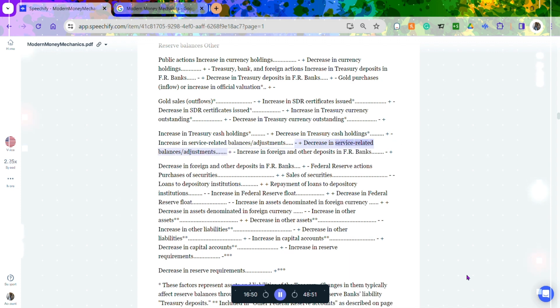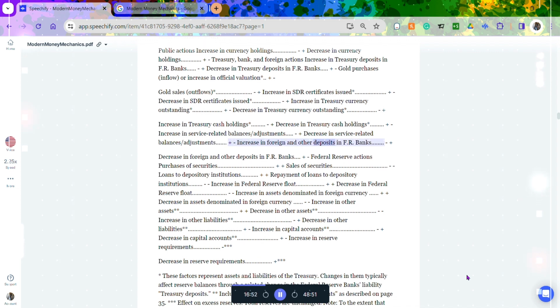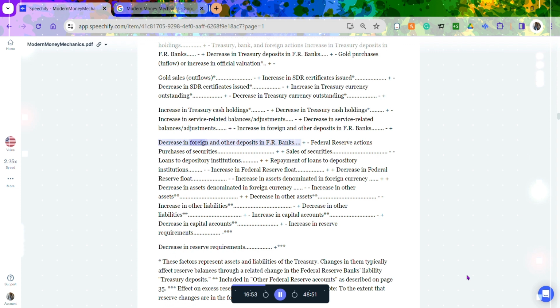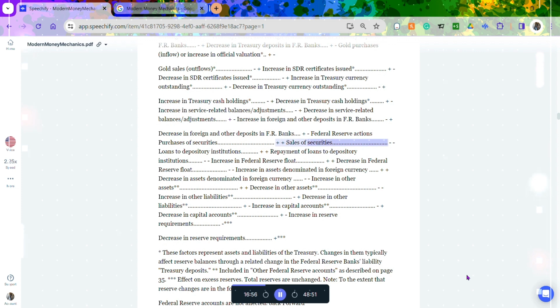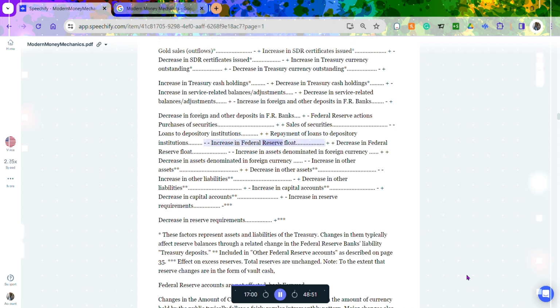Plus decrease in service-related balances/adjustments, plus increase in foreign and other deposits in FR banks, plus decrease in foreign and other deposits in FR banks. Plus, Federal Reserve actions: purchases of securities, plus sales of securities, loans to depository institutions. Plus repayment of loans to depository institutions, increase in Federal Reserve float, plus decrease in Federal Reserve float.